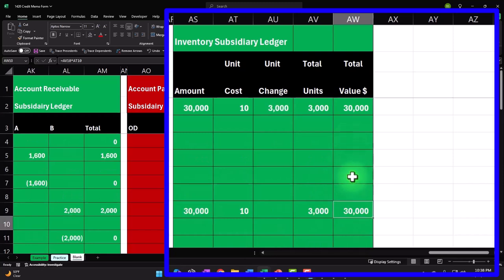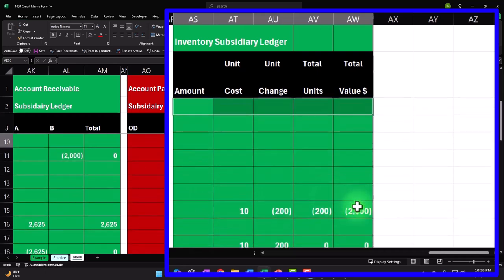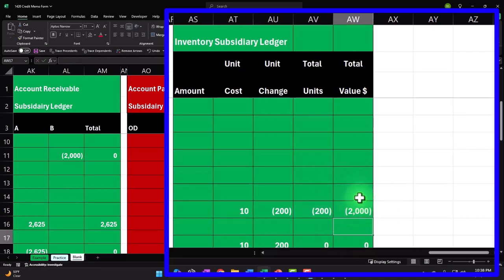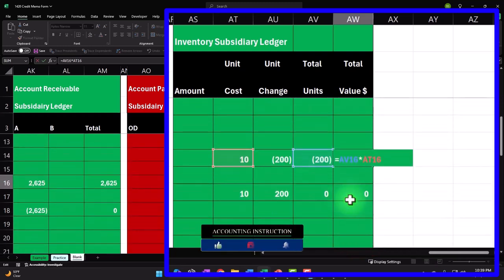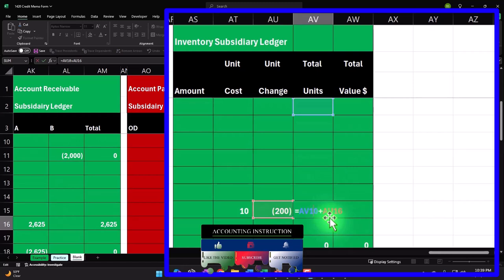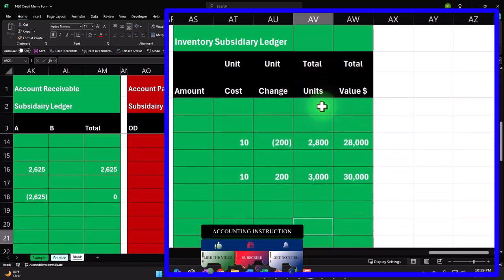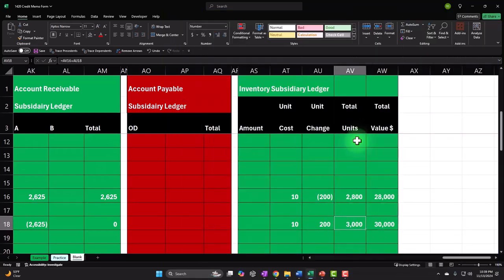Now hold on, I put the 30,000 on here two times. I shouldn't have. Let me remove this one, it shouldn't be here because I had it up here already. And then the total is now going to be this times this. Total units should be not here, but up here. Sorry about that. And that should bring us back so everything else looks proper. So we're back up to 30,000. That's the bottom line.